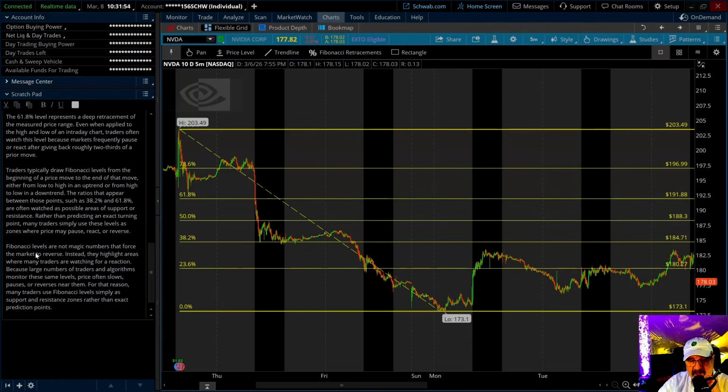And then finally here, Fibonacci levels are not magic numbers that force the market to reverse. Instead, they highlight areas where many traders are watching for a reaction because large numbers of traders and algorithms monitor these same levels. Price often slows, pauses, or reverses near them. For that reason, many traders use Fibonacci levels simply as support and resistance zones rather than exact prediction points. Case in point, that's what I show: support and resistance zones.